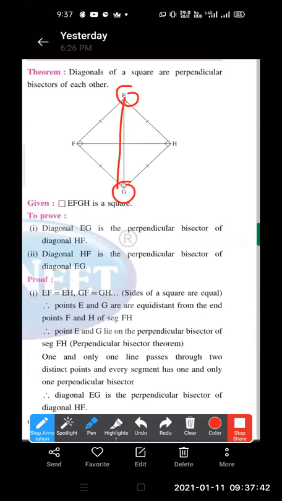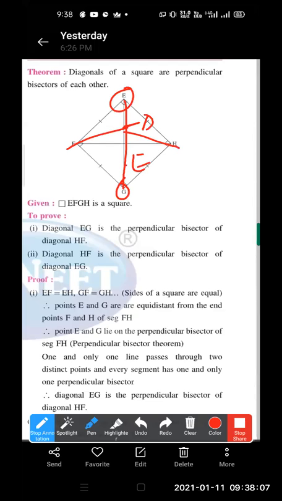Suppose these are the points, and if we join those points, we get a straight line, and only one straight line, and every segment has only one perpendicular bisector. So whatever point you take, every point will be equidistant from the endpoints of segment FH.